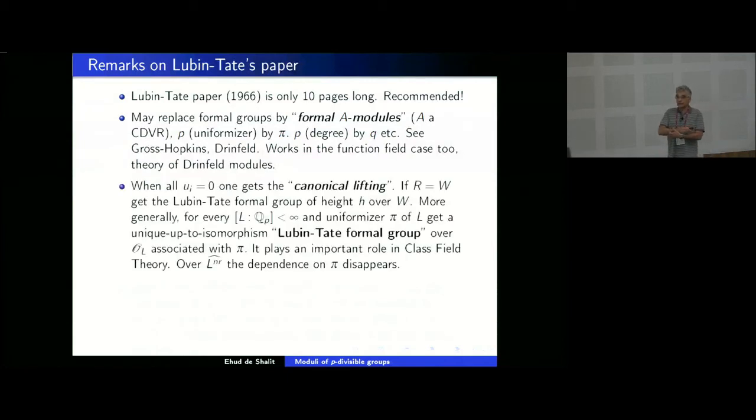The u's are not canonical, but the point where they're all 0 is canonical. In fact, the subvariety where the first i of them are 0 is canonical. And if you set all of them to be 0, you get what's called the canonical lifting, and you get back the Lubin-Tate formal group that plays an important role in class field theory, which over W is unique. Okay, remember that we're doing everything over the Witt vectors of an algebraically closed field.